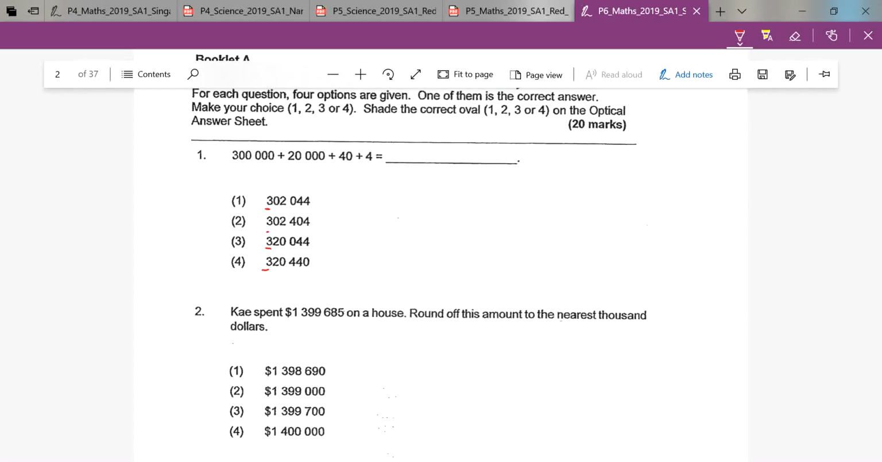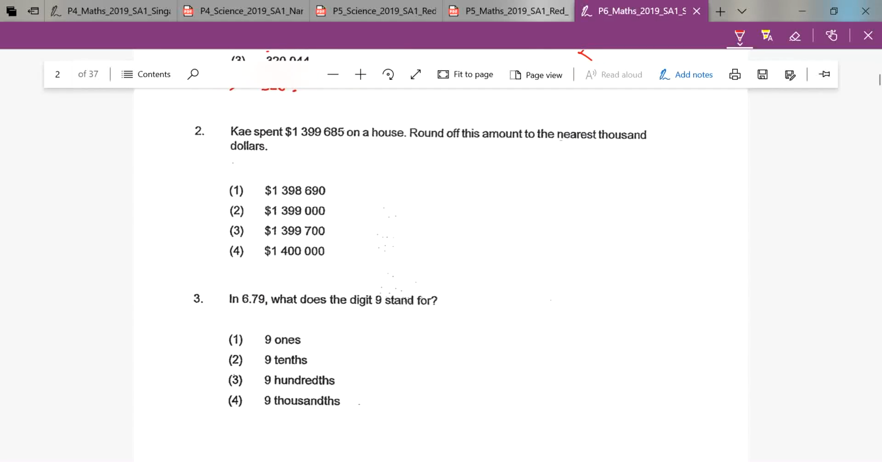And then the next one is 20,000. So option 1 and 2 are out because the next digit is a 0. Option 3 and 4 are correct because this 2 here represents 20,000. And then their thousands place is also placed correctly with a 0 because they didn't add any thousand in this equation. And then you can see this is 40 plus 4. So option 4 will be out because it's a 440, instead of 44 here.